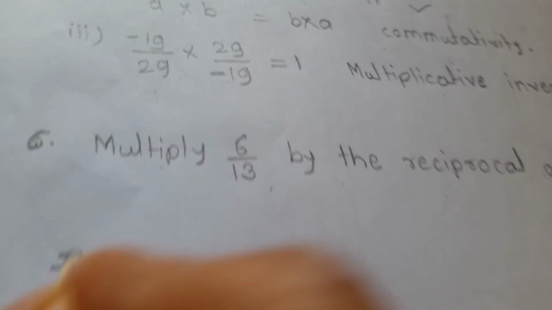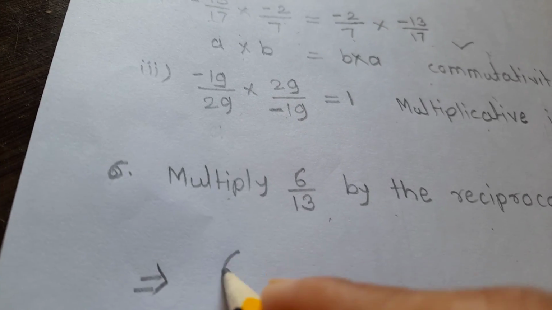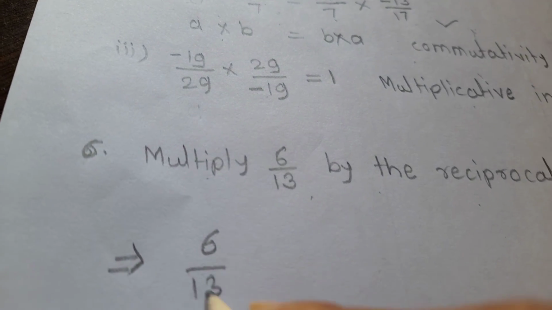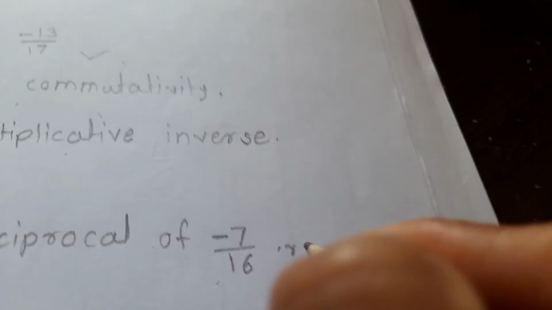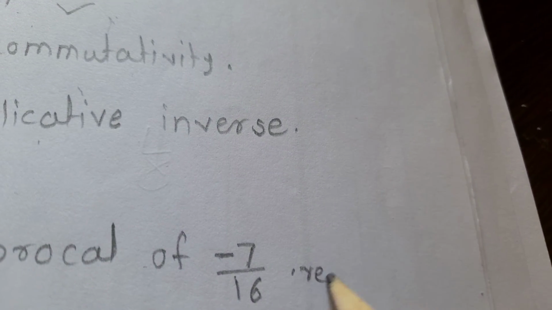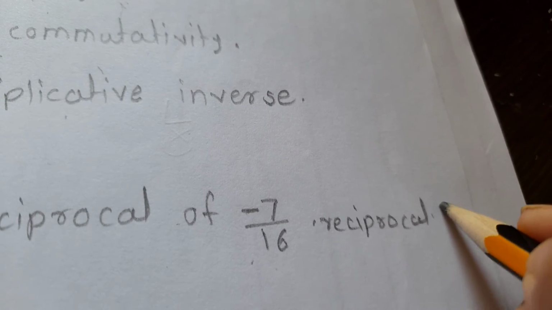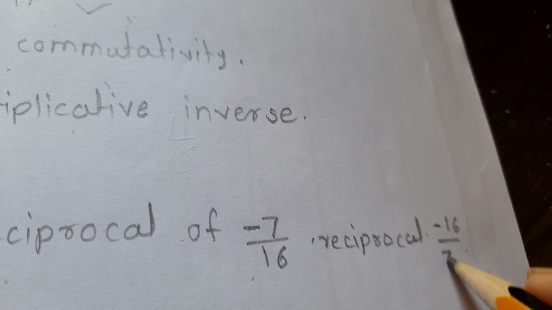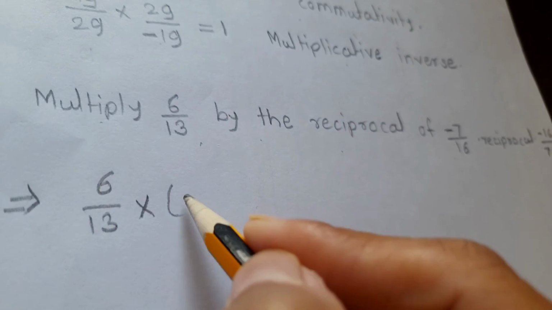Question 6. Multiply 6 upon 13 by the reciprocal of minus 7 upon 16. Let us start. 6 upon 13, and we have to multiply it by the reciprocal of minus 7 upon 16. We know that the reciprocal of minus 7 upon 16 is minus 16 upon 7. We take the denominator as numerator and the numerator as denominator. Multiply by minus 16 upon 7.